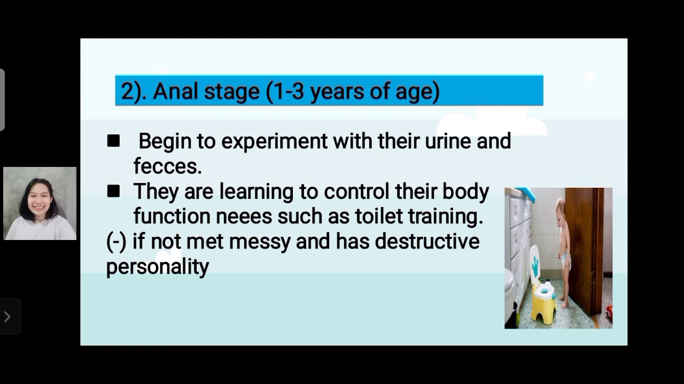Two, as what I said earlier, it's the same as Erikson's stage: toilet training. They begin to experience their urine and feces. They learn to control their body functions, such as toilet training. Negative, if not met, they can have a messy and destructive personality.